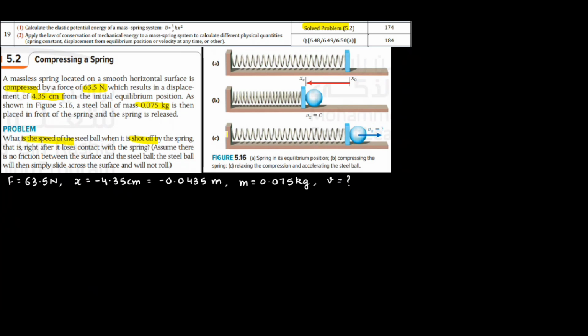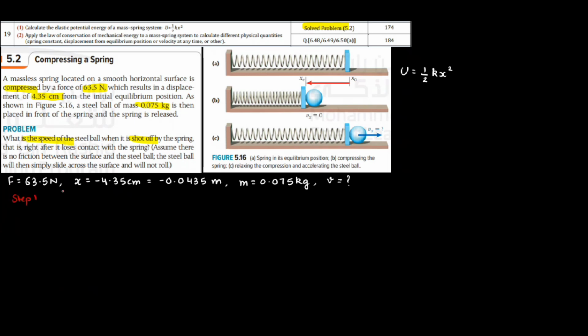To solve a question like this, we use conservation of energy, the law of conservation of energy. And to use the law of conservation of energy, we need to learn about the kinetic and potential energy of the system at different points. To calculate the potential energy of the spring, we need to know the spring constant K, because potential energy of the spring is given by U equals half kx squared. And if I want to find this potential energy, I need to know what is K. So the first step in solving our problem would be to determine K.